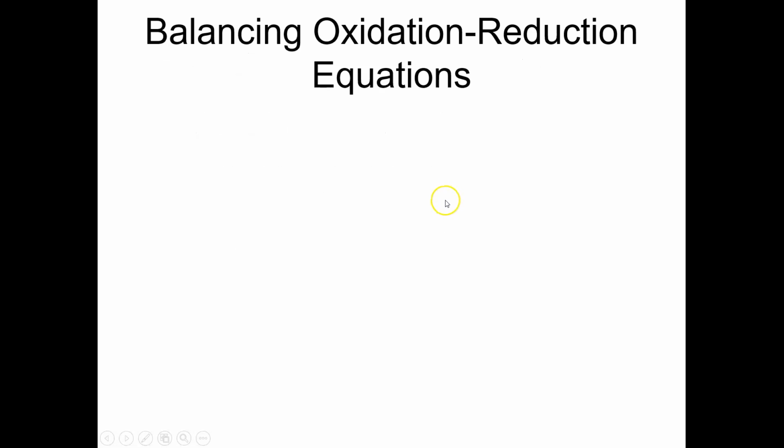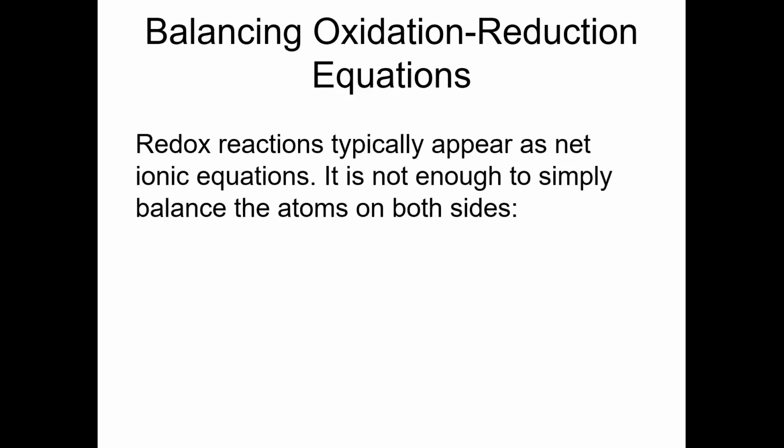Now, when it comes to balancing oxidation and reduction equations, it's a little bit more complex than balancing the chemical reactions as we've learned in chapters so far. And that's because it's not just enough to balance the atoms on both sides. These things typically appear as net ionic equations rather than showing all of the atoms in the compound. And so it's important to not only balance the atoms on both sides.